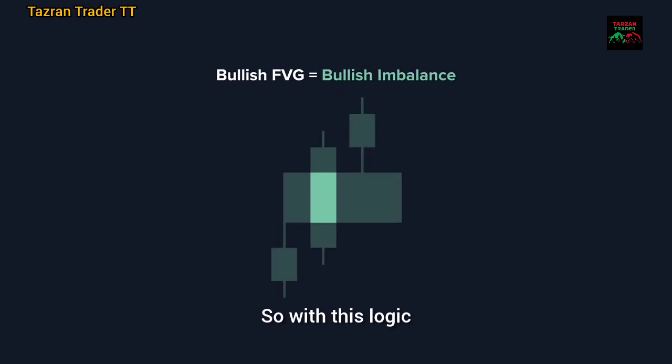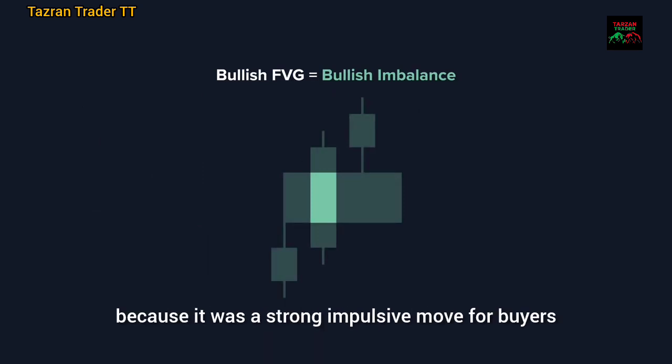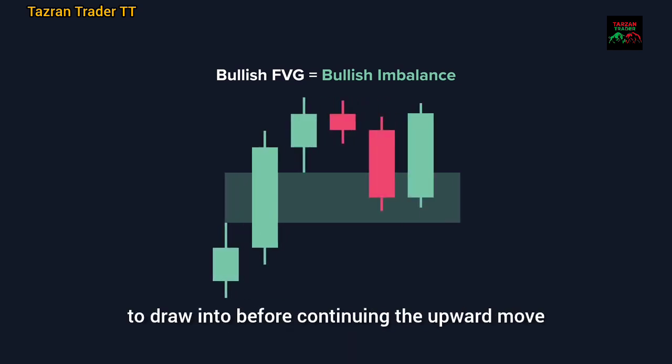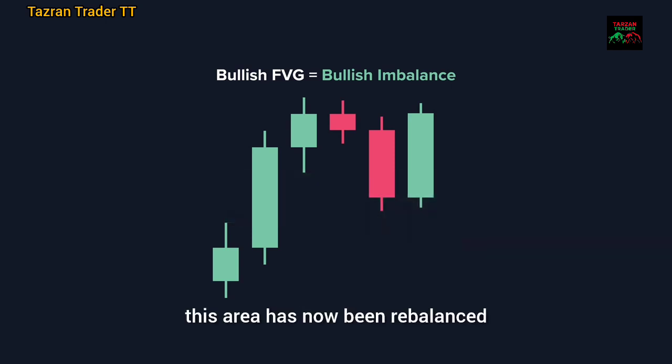So with this logic, this area is a bullish imbalance because it was a strong impulsive move for buyers, meaning in the future, we can expect it to act as a magnet for price to draw into before continuing the upward move. And in doing so, this area has now been rebalanced.